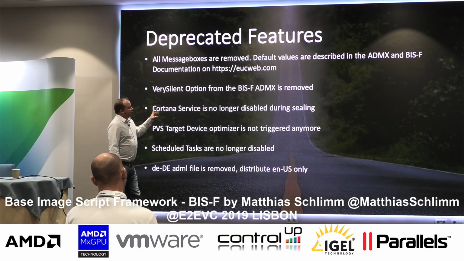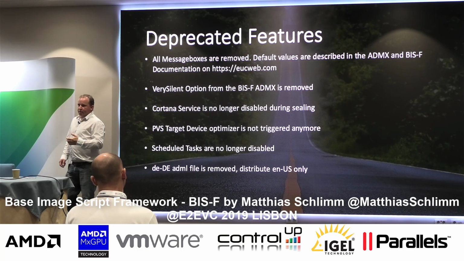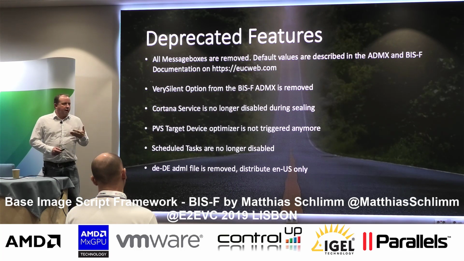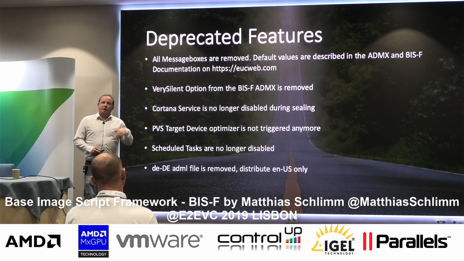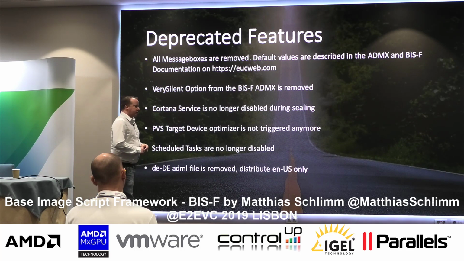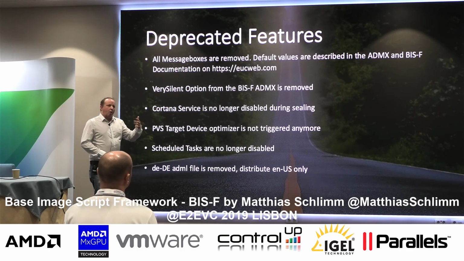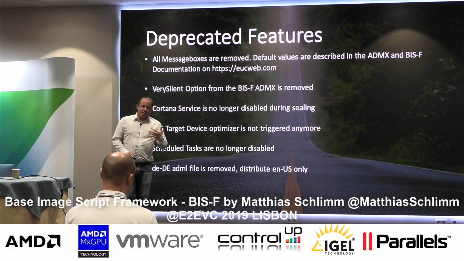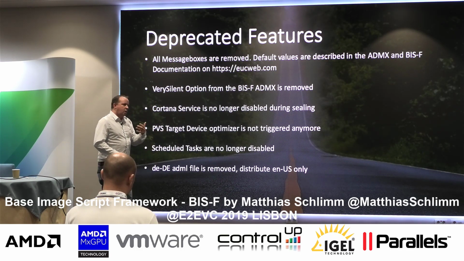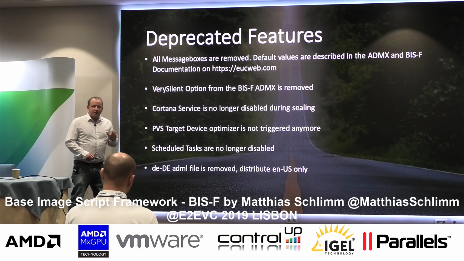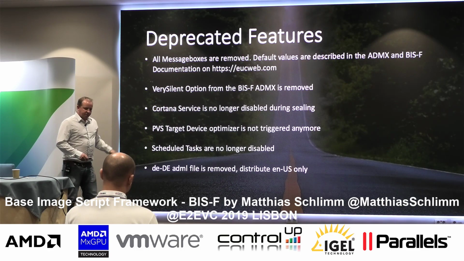In earlier versions, we also had some message boxes that you could see. That means if you had not configured the HTMX, BIS-F would say, hey, the FSLogix tool share is not configured, please enter it here in the message box, and then you can go ahead. This is completely removed. Also the verbose option, which normally suppressed all message boxes so that only an error would appear, is completely removed with this version.